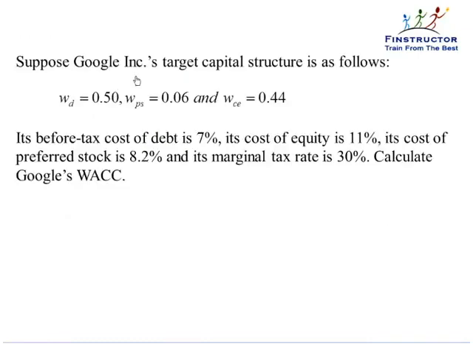So suppose Google Incorporated's target capital structure is as follows. They want to keep 50% debt, 6% preferred shares, and 44% common equity to fund their projects. And the before tax cost of debt is 7%. The cost of equity is given to be 11%, and the cost of preferred stock is 8.2%. The marginal tax rate is 30%. Calculate Google's weighted average cost of capital.